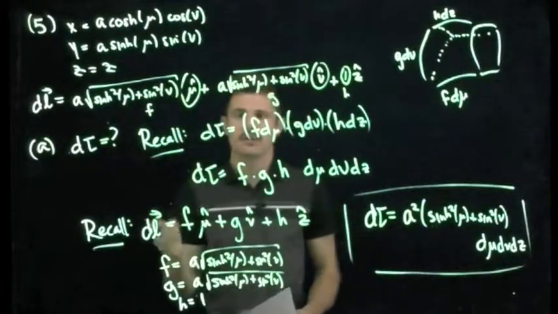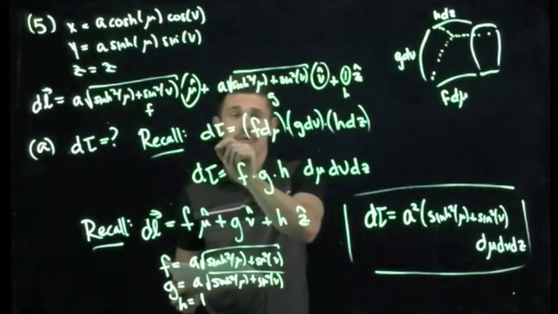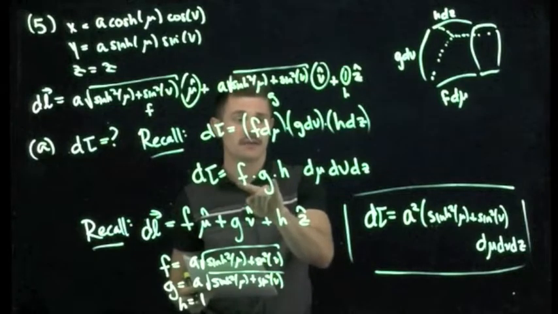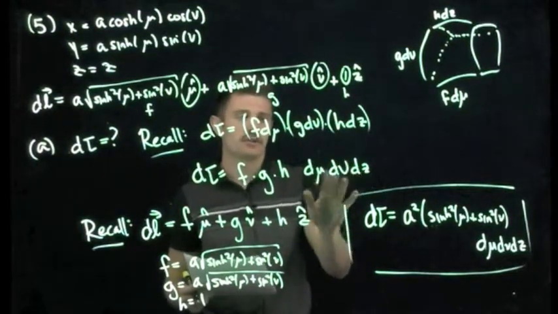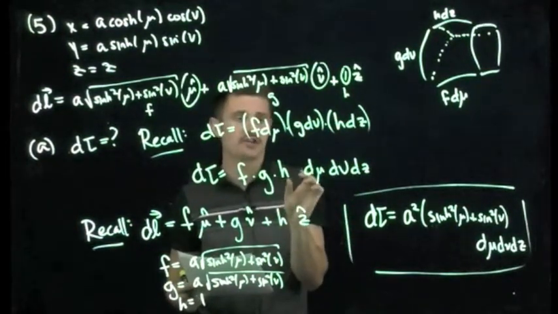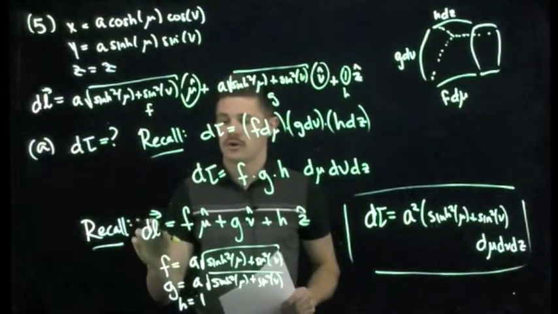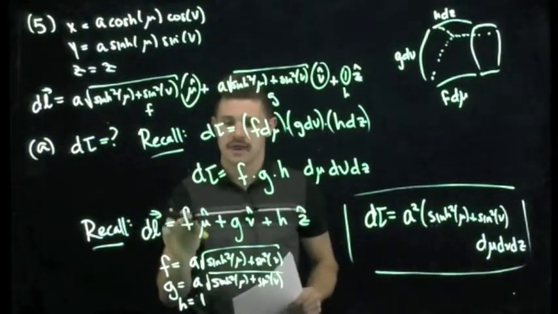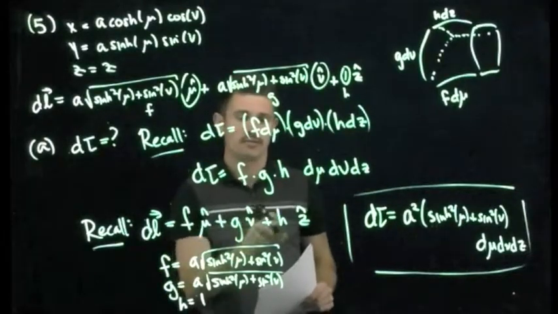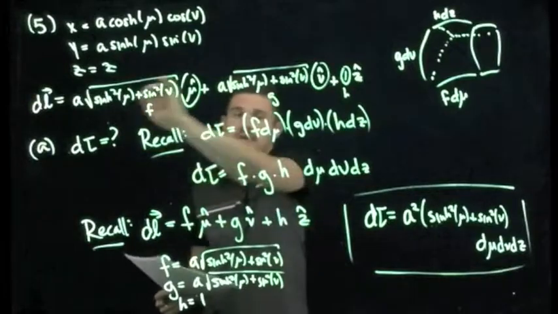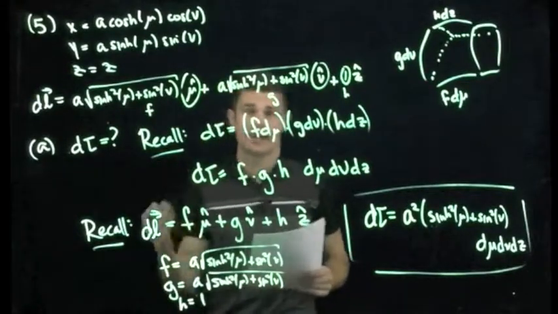And we recall the two facts that our dτ, our volume element, is just f times g times h, these three scaling factors multiplied by the three individual displacements or changes in each of the three coordinate directions. And then also we can recall that our line element is given as f μ hat plus g ν hat plus h z hat, where we can then read f, g, and h directly from the line element that is given to us in the problem.